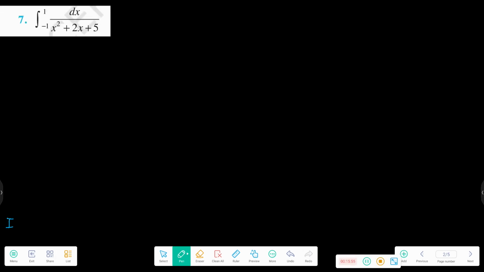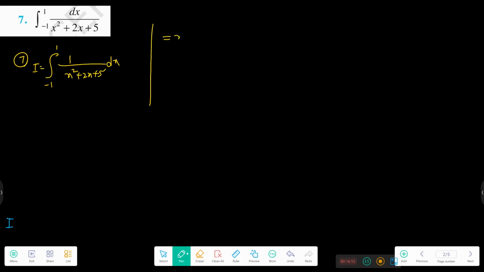Question number 7. I is equal to the integral from minus 1 to 1 of 1 divided by (x square plus 2x plus 5) dx. Let's look at x square plus 2x plus 5.